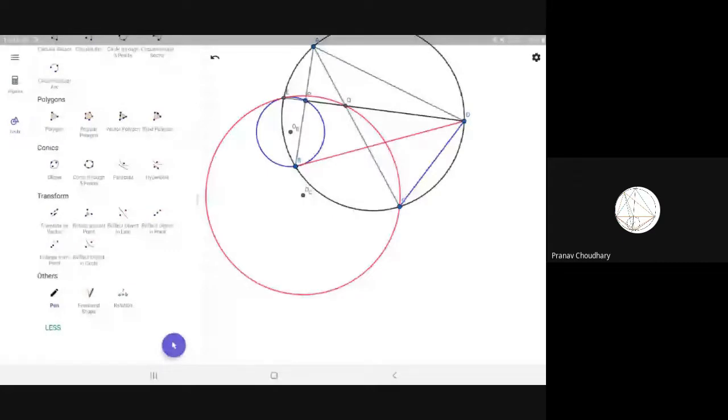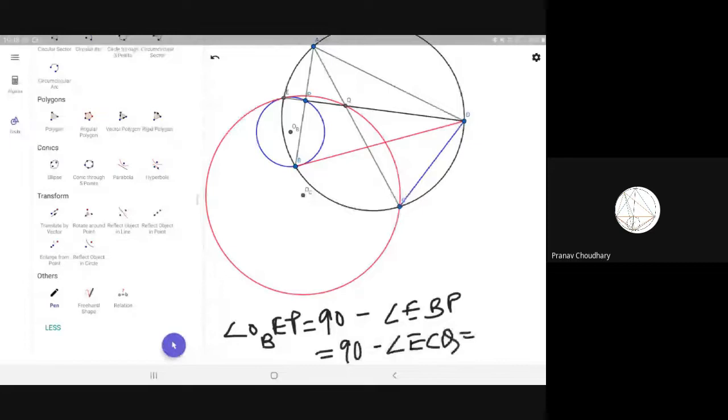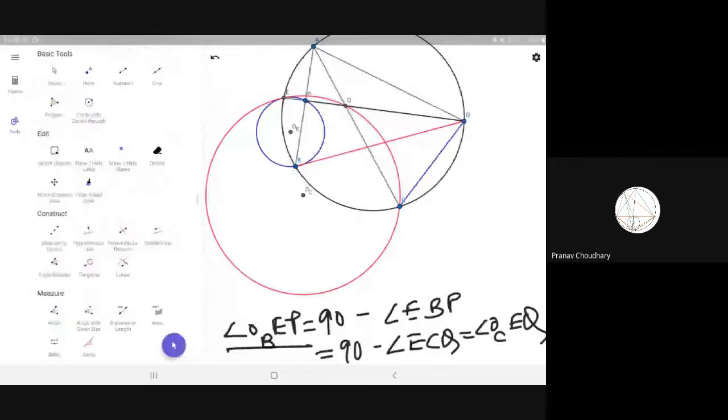So something like the angle OBEP is basically 90 minus angle EBP, and note that angle EBP is basically angle EBA, which is equal to angle ECA, which is equal to angle ECQ. Then 90 minus angle ECQ is equal to angle OCEQ. Now, since EP and Q are collinear, this means that OB, OC, and E are collinear. Yeah, and that finishes the problem. Any questions?